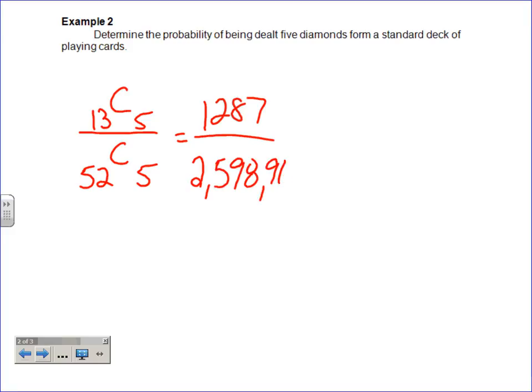That's what I got. So approximately, otherwise known as, so is it very probable to get a flush? Not really. No. Yeah. Again, we're saying a standard deck of playing cards. Shuffled. Well.